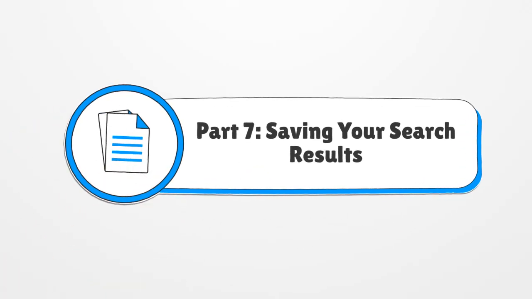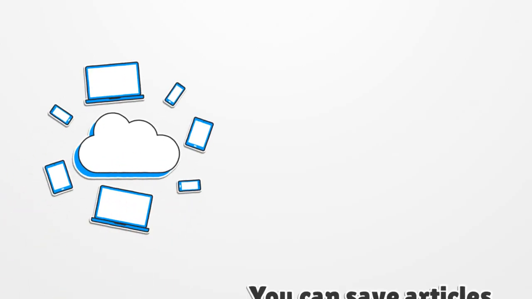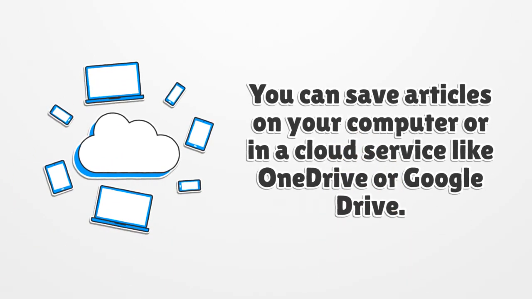Part 7. Saving your search results. Once you've found an article you want and have access to the full text, we recommend saving it. There's nothing more frustrating than going to write a paper and realizing that you've lost an article that you wanted to reference or cite. There are a couple of ways to save the articles you find. The simplest option is to download the article to your computer. You can leave it on your computer or move it to a cloud drive like OneDrive or Google Drive.